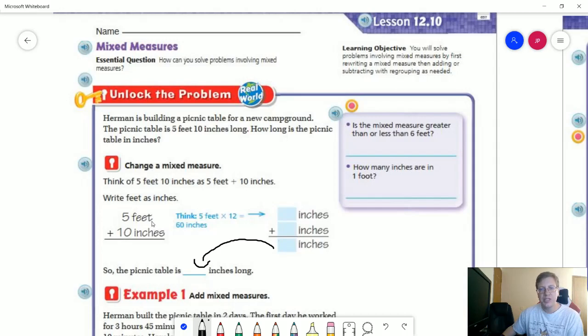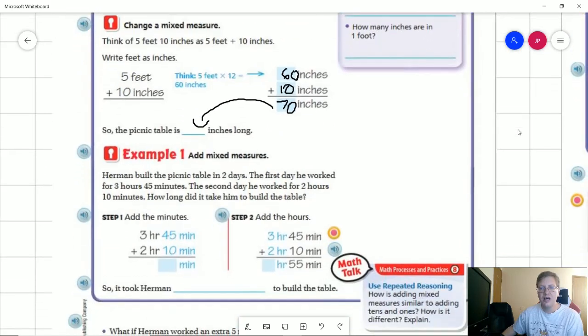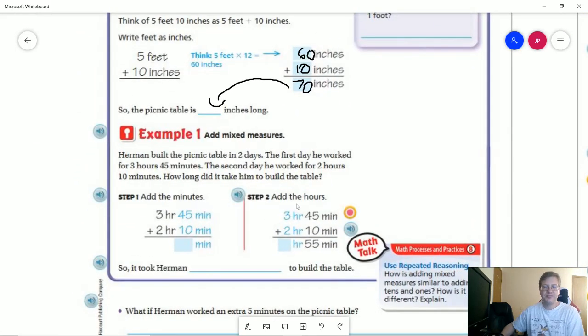So we would be converting 5 feet into inches by multiplying by 12. That is going to give us 60 inches. If we add our other 10 inches, that's going to give us 70, which would be our answer that we would write in down here. So we can add two different types of measurements together.